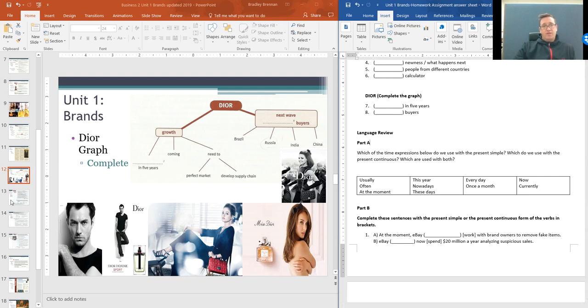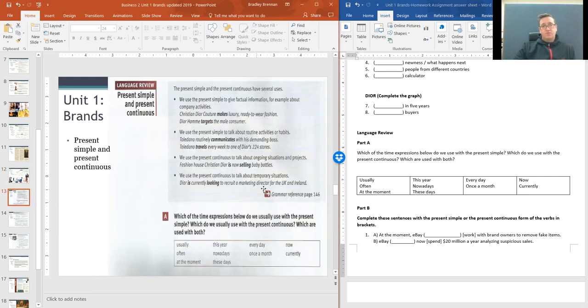Language review is the next slide. So here, this is about the present simple and present continuous tenses. The present simple and the present continuous have several uses. We use the present simple to give factual information, for example, about company activities. Christian Dior Couture means luxury, ready-to-wear fashion. Dior Homme targets the male consumer.